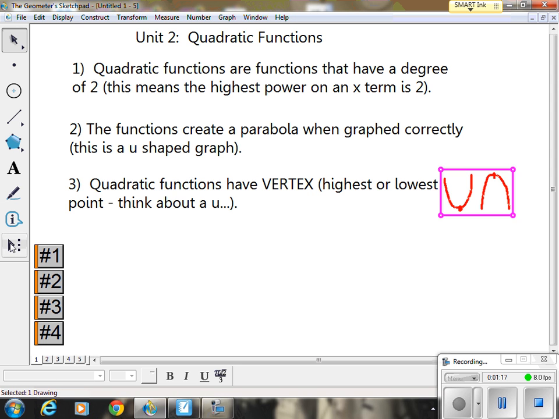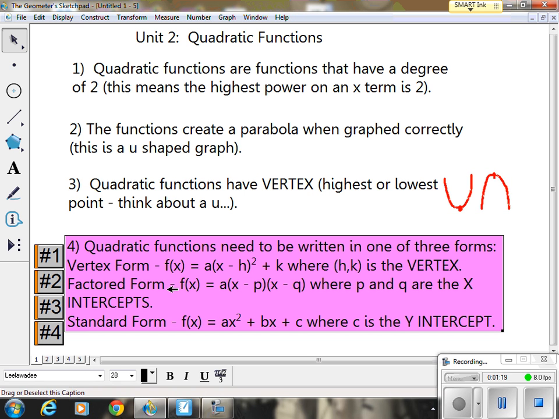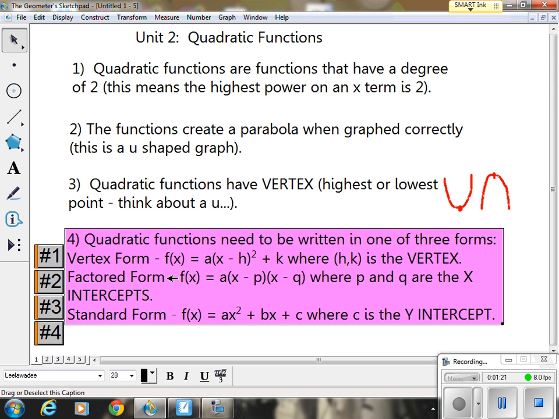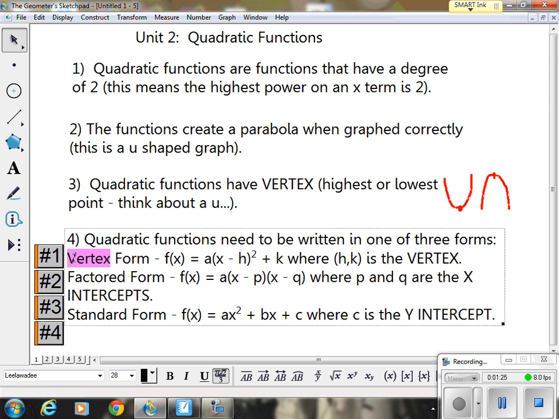And lastly, when you see a quadratic function in function form, we need it to be in one of 3 forms. It needs to be in either vertex form, which is going to give me the vertex of the function immediately when I look at it. I don't have anything to think about. I should look at the function and immediately know my vertex if it's written in vertex form. Vertex form is always going to look like a set of parentheses raised to the second power and then have a portion added or subtracted from the end of it.